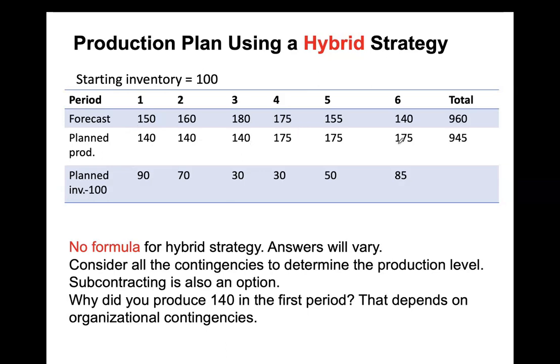There is no specific formula, and in the absence of information, everyone will come up with a different answer. So when you do all these things, maybe you will have a different answer. Again, some critical information would be missing: what were those contingencies based on which the organization decided to produce 150? What were those contingencies based on which the organization decided to produce 175? There is no formula for hybrid strategy, and answers will vary.